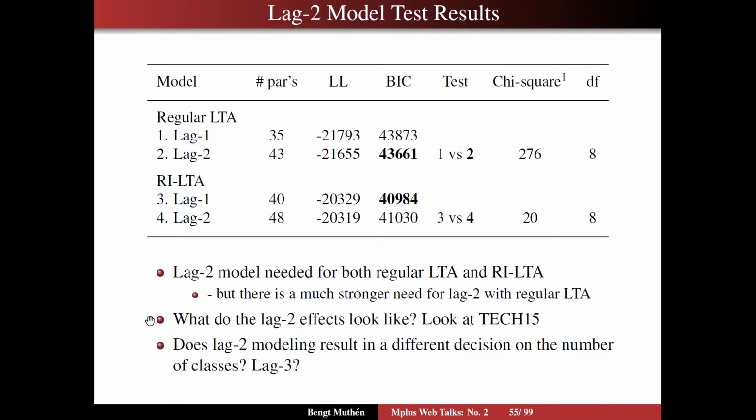Now you may ask, what do the lag 2 effects look like? And that you get out of Tech 15. We're going to take a look at how we investigate that in a second. And then you may ask, does lag 2 modeling result in different decisions on the number of classes? That's something for you to investigate if you are interested. And what about lag 3? Does that lead to a different decision on the number of classes?